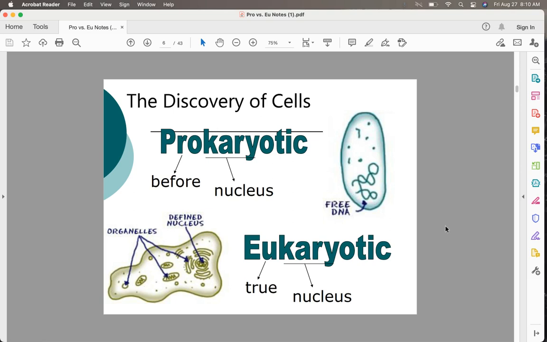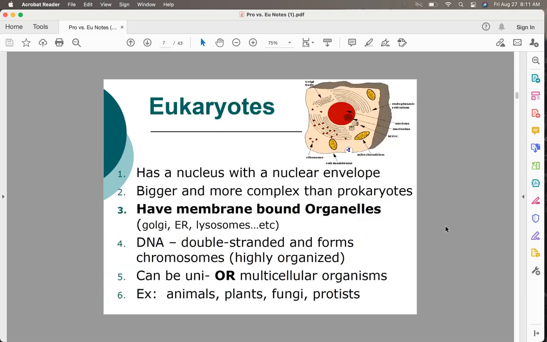So first to evolve was prokaryotic because it means before the nucleus, and second to evolve is a eukaryotic cell because it came after our prokaryotes, because supposedly they have engulfed each other, they've eaten each other and become living together here. That's where we have all these membrane-bound organelles coming from. That is eukaryotic, so they came later. So let's talk a little bit more about eukaryotic cells.